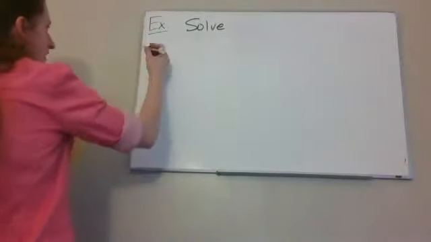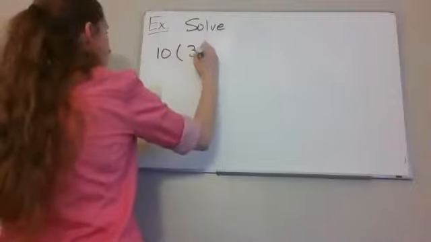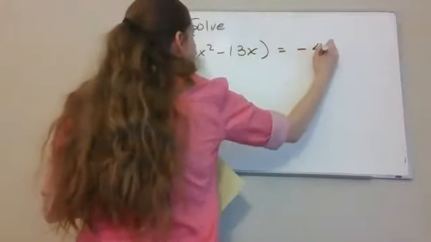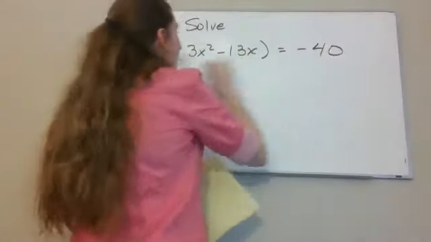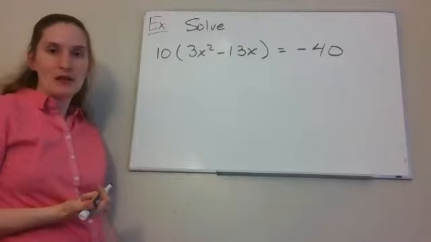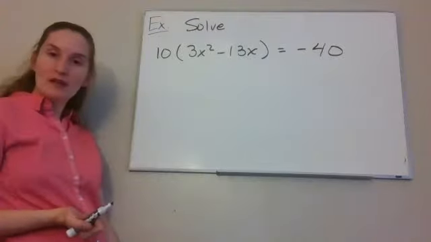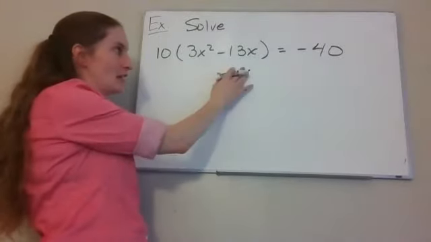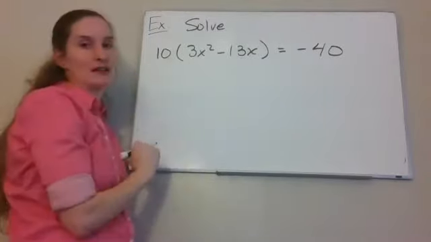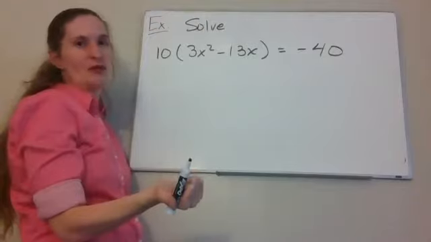This one's going to be a little bit tougher. We have 10 times (3x squared minus 13x) is equal to -40. Now, I have a product over here, but I can't use that zero product property because this is not equal to 0. So I have to do some other algebra before I can solve this problem. And we have some choices. I can start by distributing this 10 and then adding the 40 to the other side. That could work. Or I can divide both sides by 10 and then move whatever I get on that side over. And I think I'm going to do that because it'll make my numbers a little bit smaller.